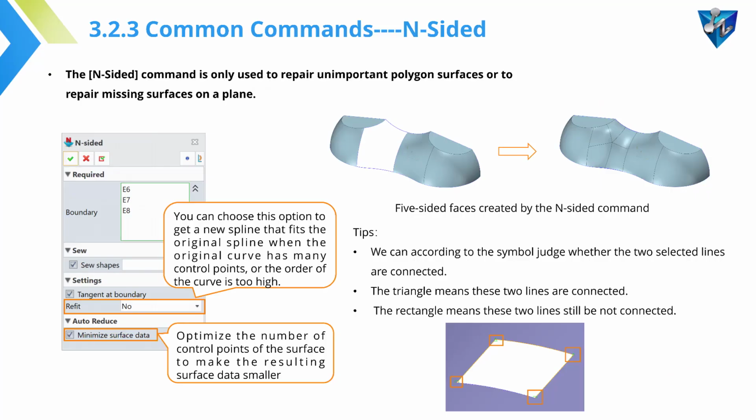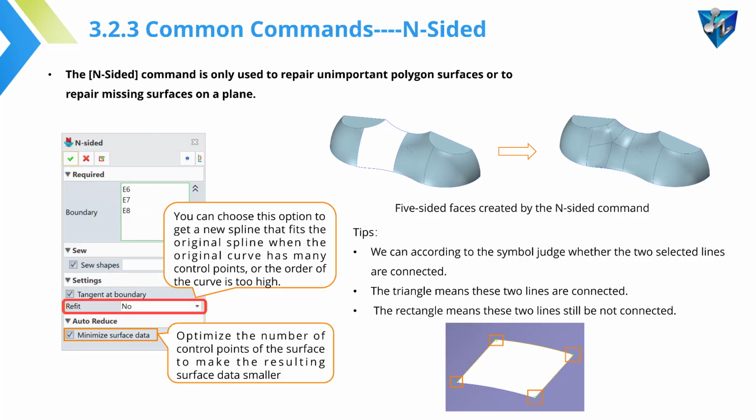The next command is n-sided. It is usually used to repair an unimportant polygon surface or a missing surface on a plane. If this command is used to create the surface in the model space, you can see this pattern. The effect is not good. There is an option named tangent at boundary. It is very easy to understand. If you want to set the tangent continuity on each edge, you can check this option.